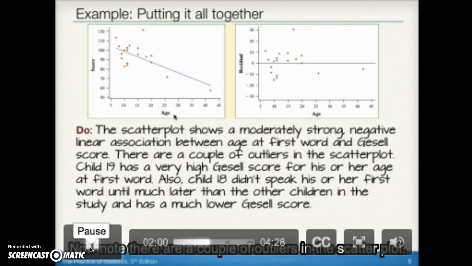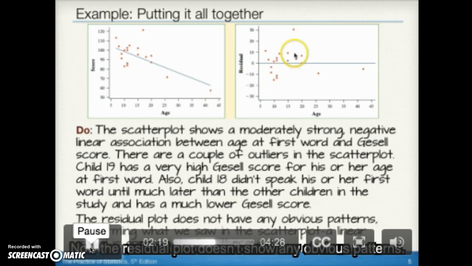Now note there are a couple of outliers in the scatter plot. The 19th child in this case has a very high Gesell score for his or her age of first word. Also, we note child 18 out here didn't speak his or her first word until much later than the other children in the study, and also has a much lower Gesell score. Now the residual plot doesn't show any obvious patterns, so that confirms what we saw in the scatter plot, that a linear model is appropriate for these data.